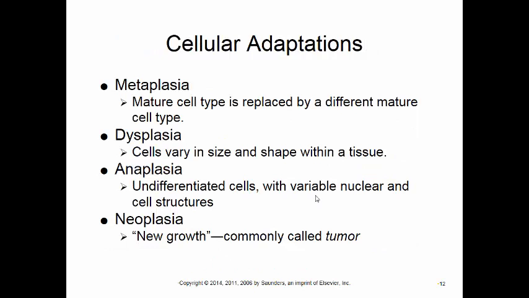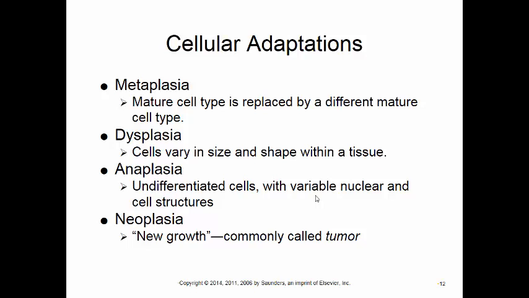This is where we typically would have a mature cell type, say, of epidermal cells on our skin, but now they're being replaced by a different mature cell type. So maybe they're getting replaced by some type of fibrous cell instead of epidermal cell. Dysplasia is where cells vary in size and shape within a tissue. This is one of the things that a pap smear looks for, dysplasia of the cells of the cervix.